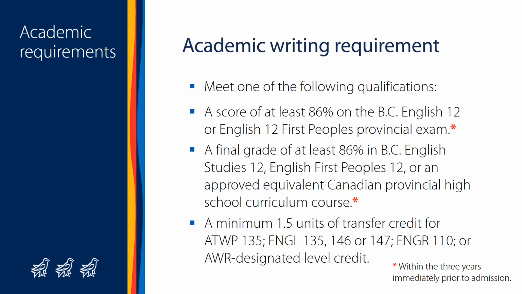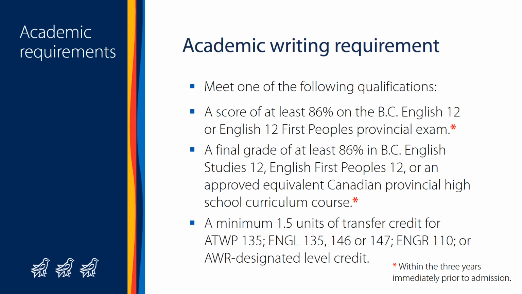For that university-wide requirement of the academic writing requirement, there are several ways you could satisfy this through prior study. A score of at least 86% on the BC English 12 or English 12 First Peoples Provincial Exam can meet this requirement, provided you completed the exam within the 3 years immediately prior to admission. Similarly, a final grade of at least 86% in BC English Studies 12, English First Peoples 12, or an approved equivalent Canadian Provincial High School Curriculum course completed within the 3 years prior to admission can satisfy this requirement.